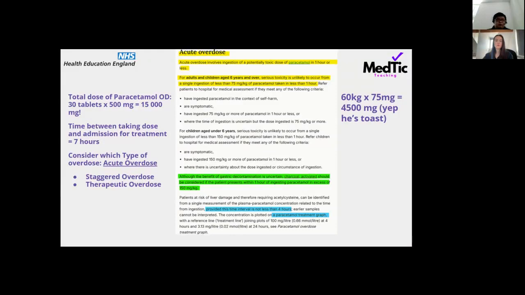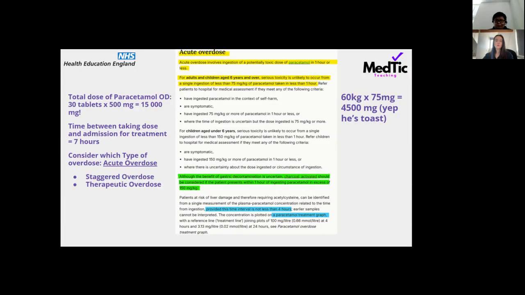A staggered overdose is an ingestion of a potentially toxic dose of paracetamol over more than 1 hour. So in this example, because the patient had taken it all in one swallow, we can assume that it's an acute overdose because it's all within that same period, less than an hour. So it categorizes in that.